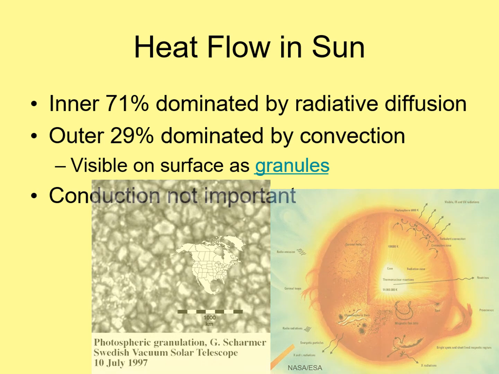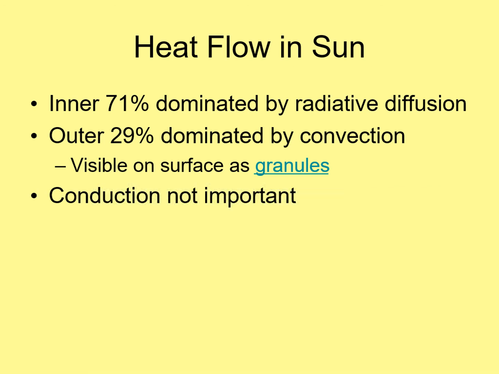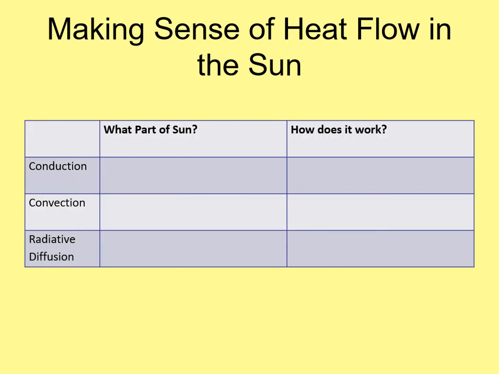Finally, conduction is not an important process anywhere in the Sun. It's always slower than either convection or radiative diffusion. Now you should fill in this table describing the 3 major ways heat can flow and where they are important in the Sun.